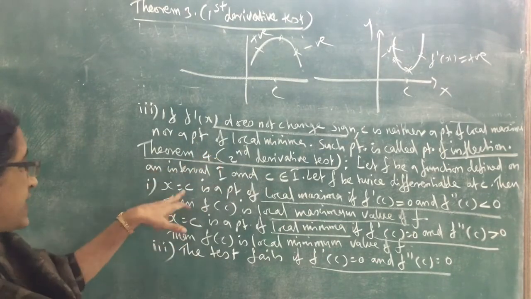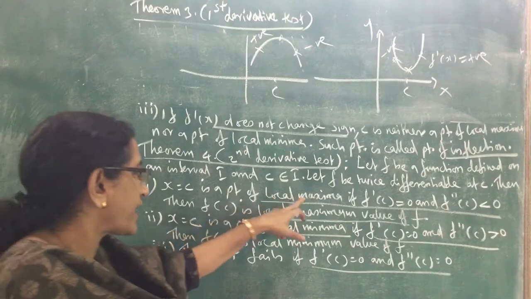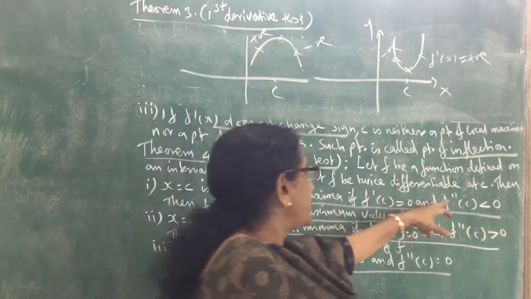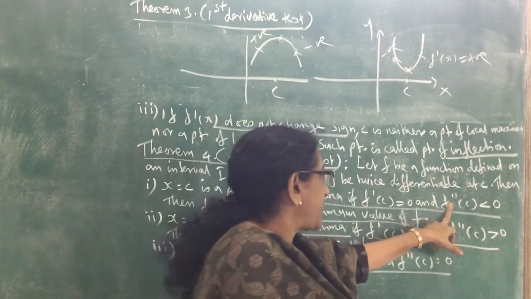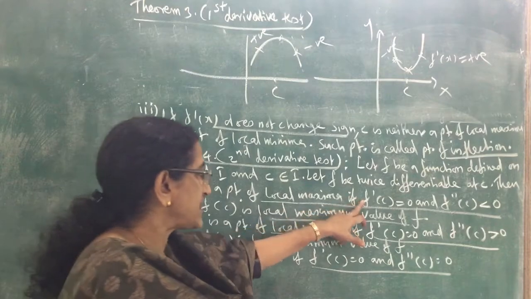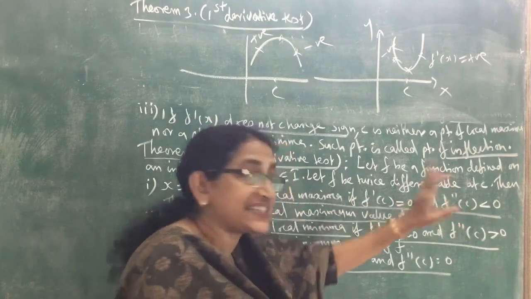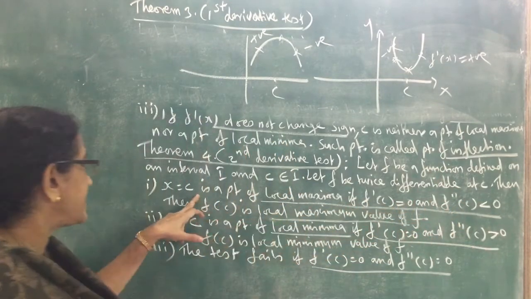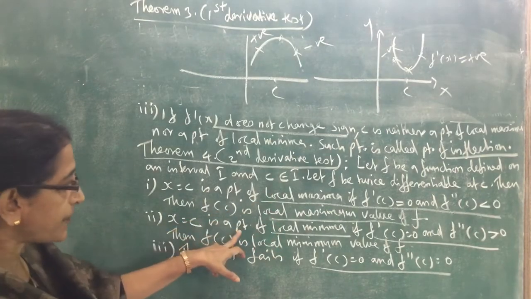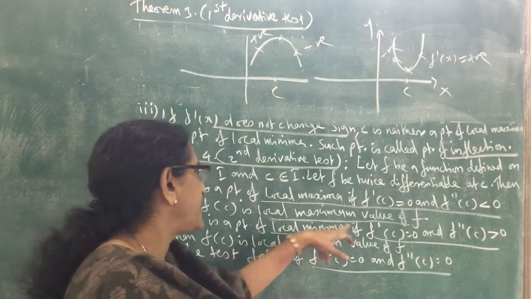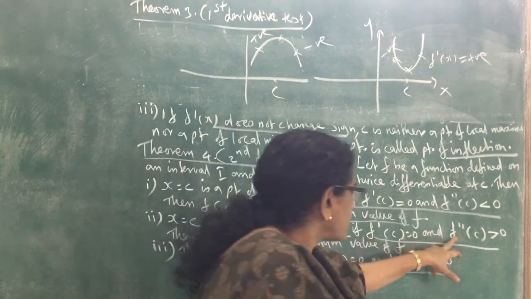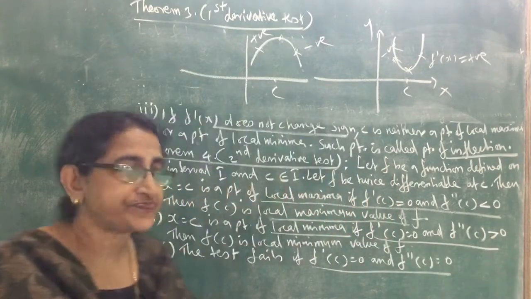Then x equal to C is a point of local maxima if f dash C equal to 0 and f double dash C, that means the second derivative at x equal to C, is less than 0, negative. So first derivative 0 and second derivative negative, then C is a point of local maxima. Similarly, x equal to C is a point of local minima if f dash C equal to 0 and the second derivative is positive, greater than 0.